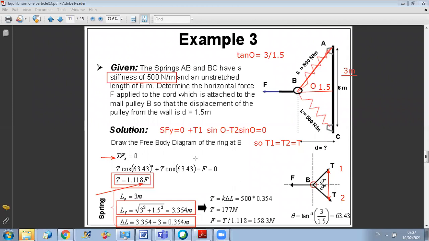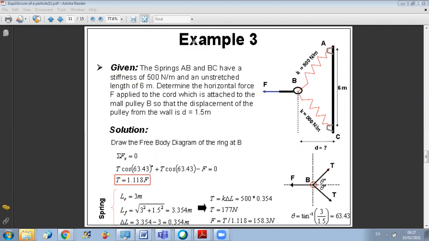Doctor, how did we get 3, I mean L final, please? Yes. L final, if you look in this, L final is here. Which length is it? It's AB. You need to find AB. How to find AB? You know that this perpendicular distance is equal to 1.5 because they told you that we are moving the point in the horizontal direction a distance of 1.5 meters.